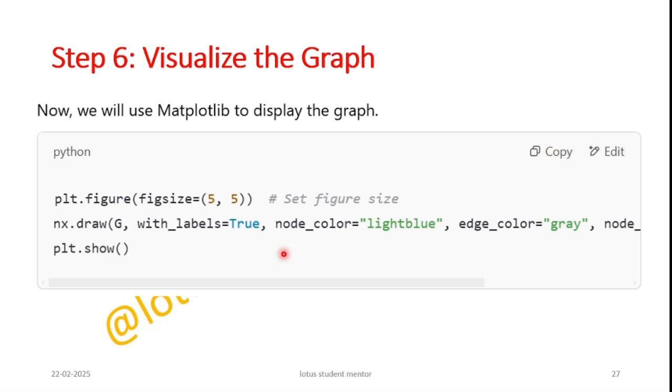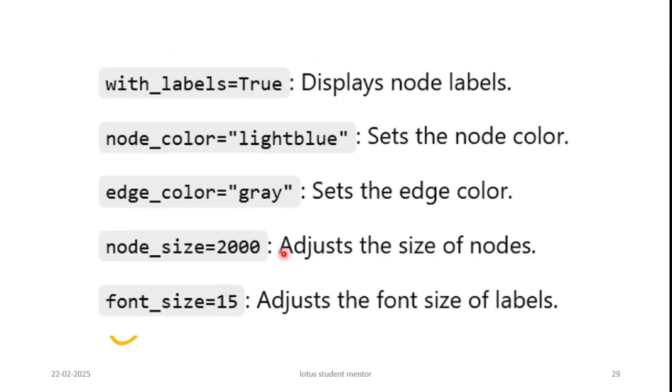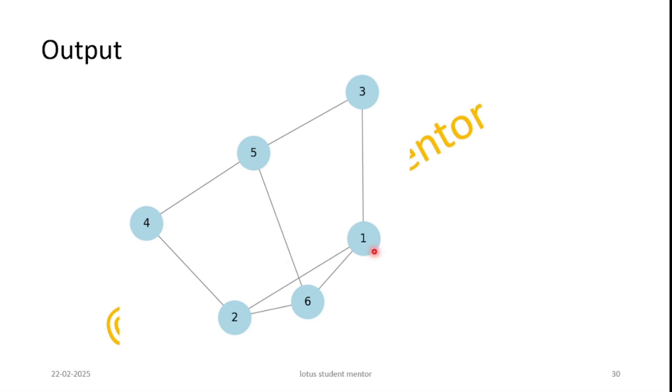All right. The next one is the output. The output will be visible like this. All right. This is called a node. 1 is a node, 2, 3, 4, 5, 6. There are 6 nodes here. This 1 to 2 is joined with an edge. Okay. And these are all edges. How many edges are there? 1, 2, 3, 4, 5, 6, 7, 8. 8 edges are there. All right.